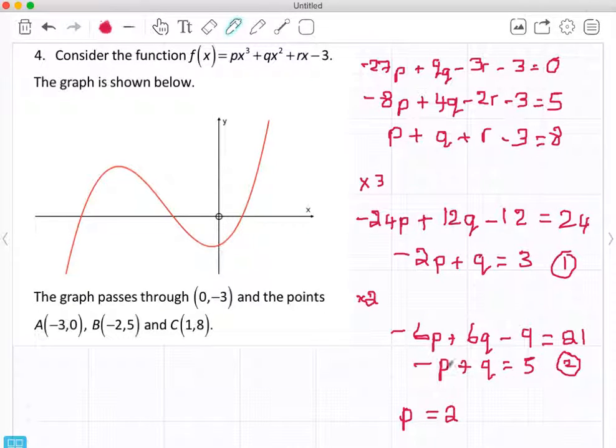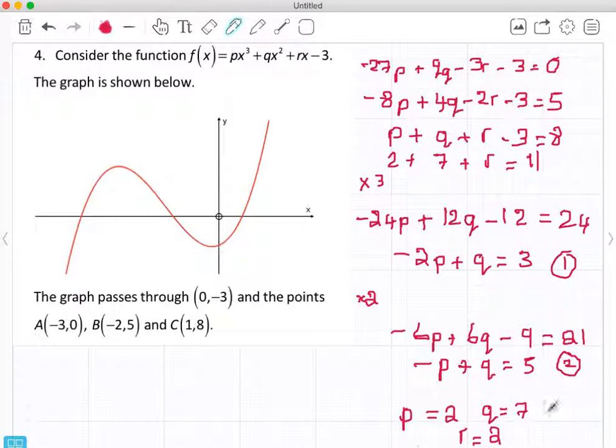To get q, I would just use this equation. So it's minus 2 plus q equals 5. So q would have to be 7. And if I've got p and q, I can look at this equation up here, and that gives me 2 plus 7 plus r, and this is minus 3, so this is going to give me 11. So this is 9, so r is 2.